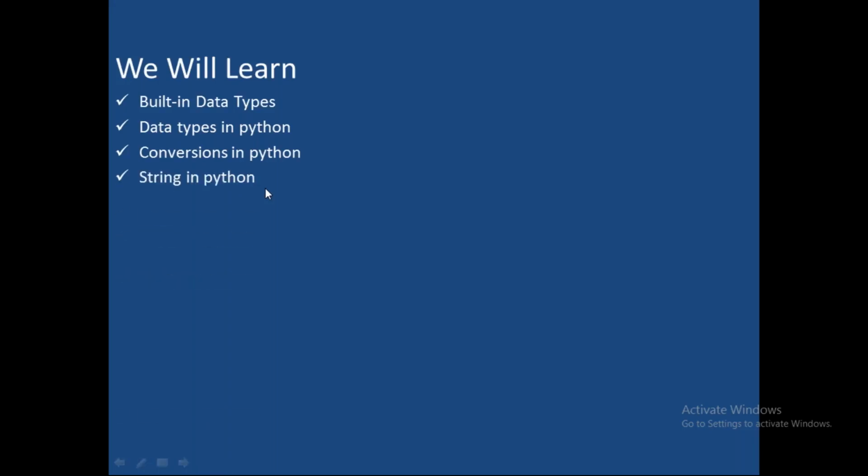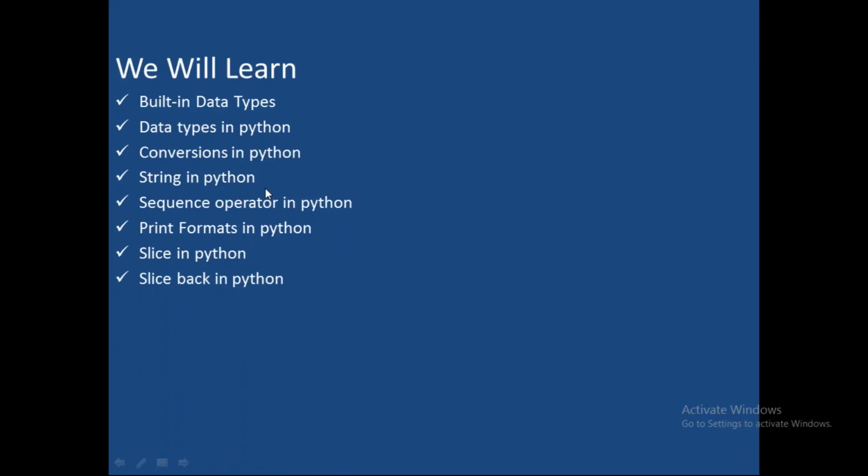So what is meant by the string data type in Python? Then sequence operators in Python. What are sequence operators? And print formats in Python. What are the different ways we can print some string in Python? Then slice in Python. So what is slice? How to access the elements by using slice? Suppose I want to access some of the stuff in reverse order, how to access it? Then operators in Python. What are the different operators we have? Escape character in Python. Those are the things we are going to discuss.